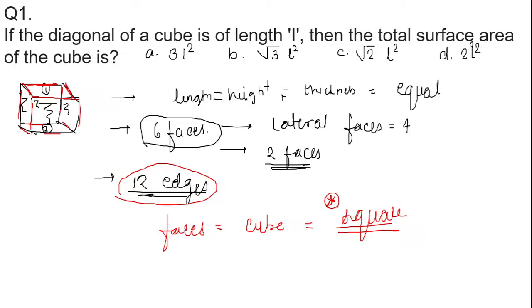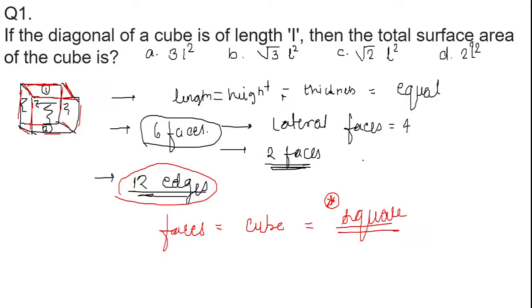In a cube we can find the length, height as well as the thickness. All of the 3 things are equal over here. In a cube we can find 6 faces, in which 4 are lateral faces and 2 faces we can find in the top and the bottom. There are a total of 12 edges, and the faces in the cube are square in shape.